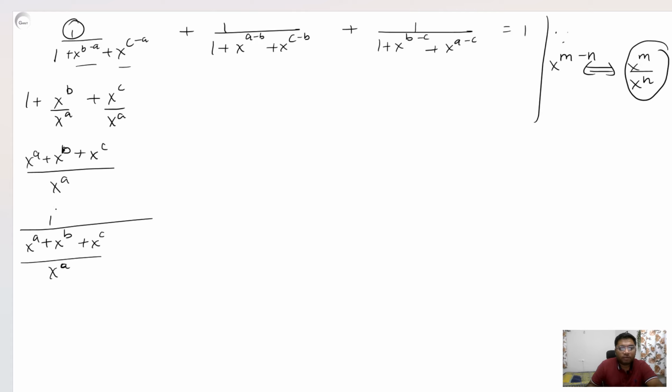Now when you have 1 over something, for example, if I say what is 1 by 2 by 3, it's nothing but 3 by 2. 1 by anything is nothing but a simple reciprocal of whatever fraction you're dealing with. It can be a fraction, it can be a number too, but 1 by anything is the reciprocal of it. So what we will essentially get here is x to the power a by x to the power a, x to the power b, x to the power c.